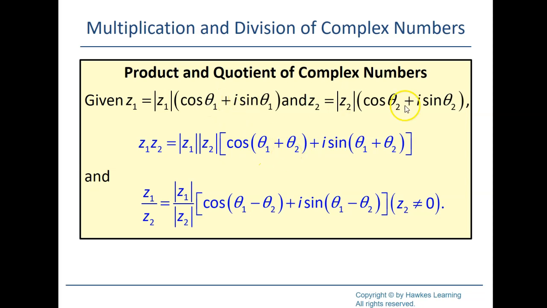So I'm adding the argument from the cosine part of the first one plus the cosine part of the second one, and the sine part of the first plus the sine part of the second one within the sine function. So we're just adding these angles together. So what does that mean?